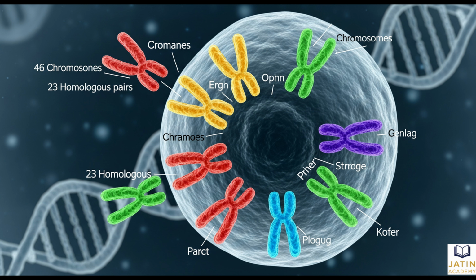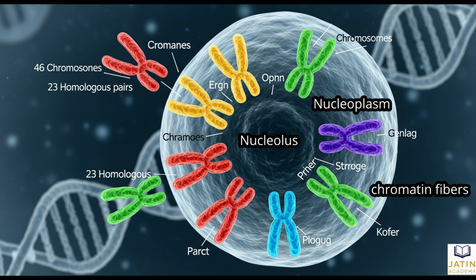Inside the nucleus is a special fluid called nucleoplasm. Floating in it is a small dark dot called the nucleolus, and thread-like structures called chromatin fibers. When a cell is about to divide, these fibers become thicker, and then they're called chromosomes.